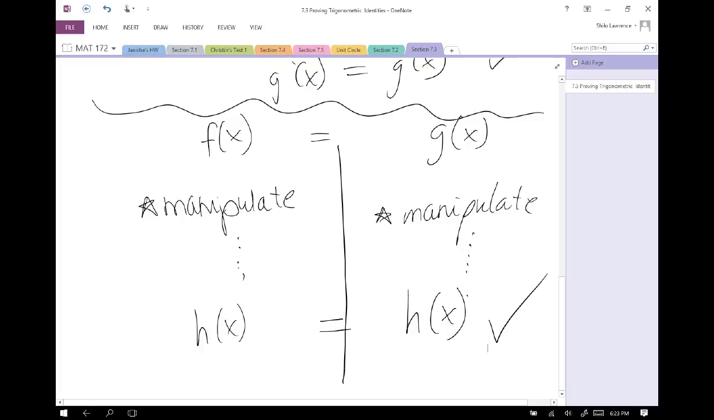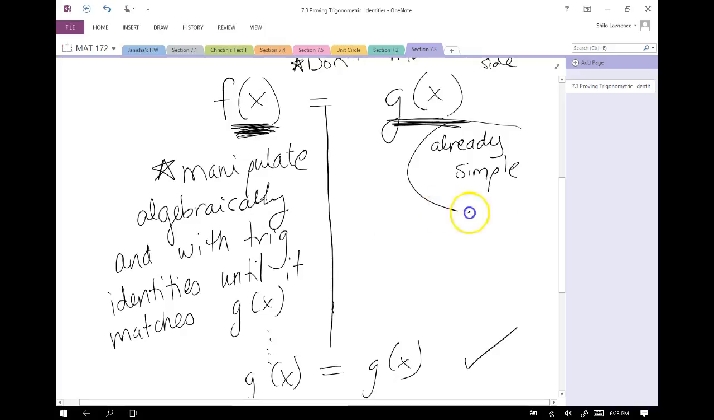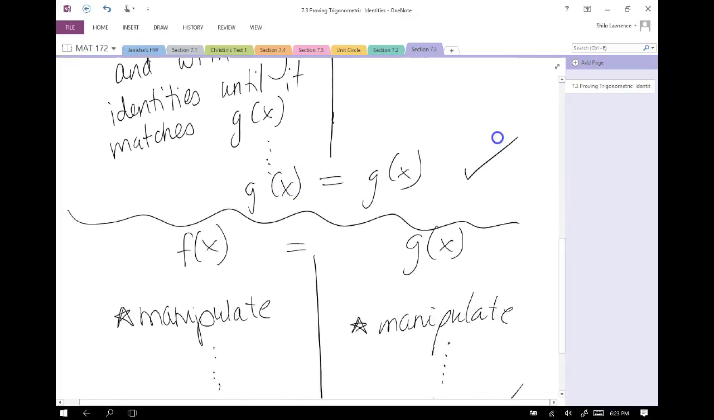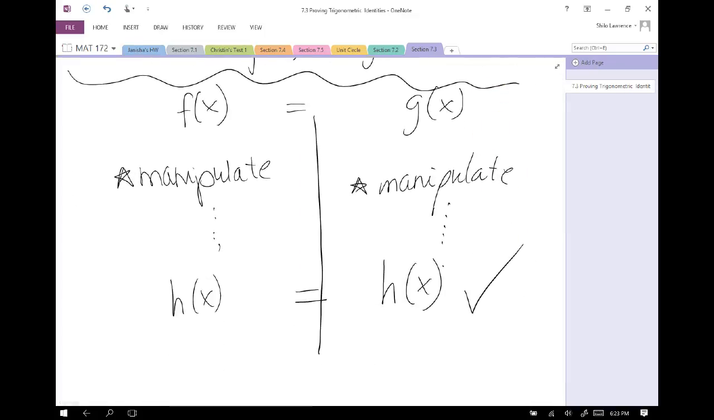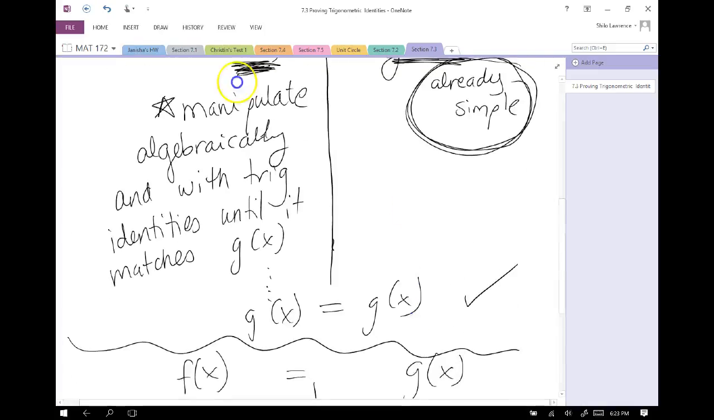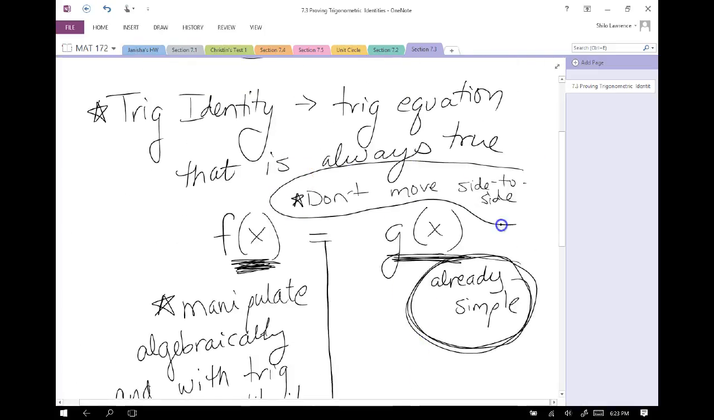So you've got two options here. You can just leave one of them alone if it's already pretty simple, and then just keep working with the other one until it matches. Or you can play with both of them until they match. What you cannot do is move things from side to side. We do that a lot in algebra. We move things from the left and the right in order to solve. We are not trying to solve here. We're just trying to get both sides to match. So the right-hand side is its own little simplification problem. The left-hand side is its own separate simplification problem. Don't try to move things from side to side. They are like two separate entities.